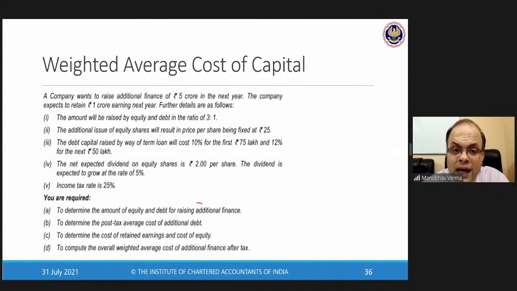Be careful, we are looking at this word additional here. Can I get it from you guys? What should be the amount of equity and debt for additional finance? Don't tell me that the answer is in the first line. We're talking about additional finance of 5 crores, but there's something else written as well after that. You're expecting to retain 1 crore earning next year, guys. So if we are talking about raising additional finance, what would be the additional finance to be raised? It would be 5 minus 1, 4 crores. But what will be the equity and what will be debt in this case? Can we do it this way, that we are already excluding 1 crore there?